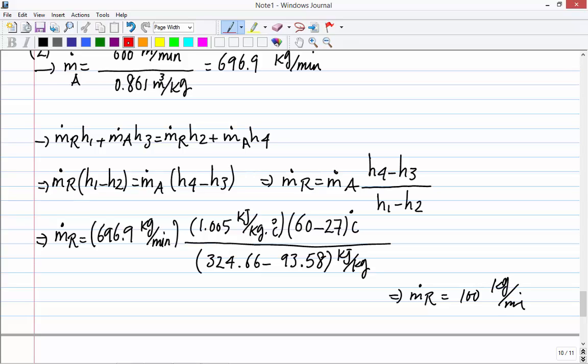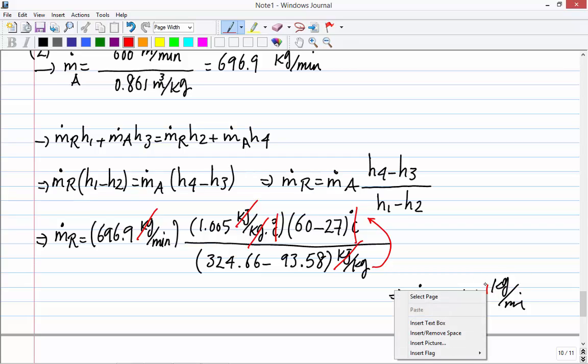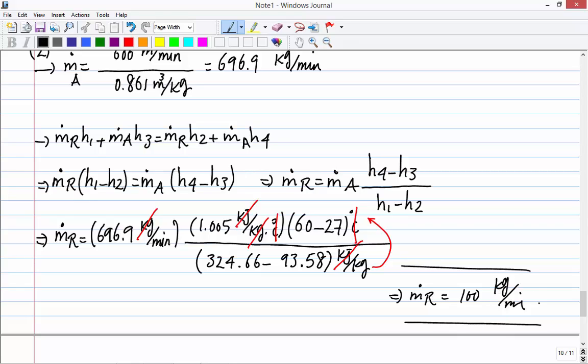Let's play with the units. Kilojoule and kilojoule are gone. Okay, good. Kilogram and kilogram, goodbye. And this kilogram goes up there, and minute. Oh, and degree C. So just kilograms per minute here. Anyway, that is what I was looking for. Thank you so much for watching.